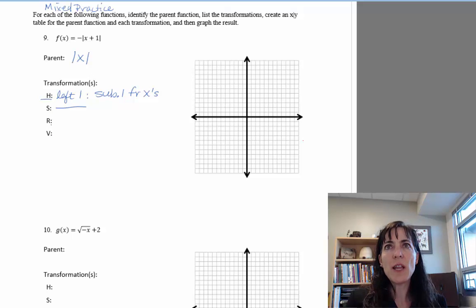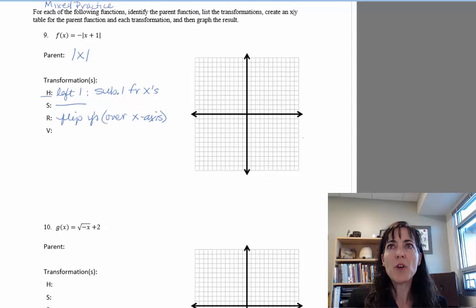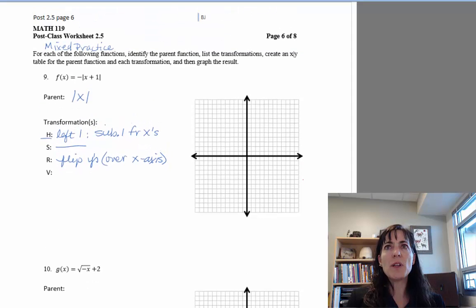A reflection, that would be a flip, and it'll be a negative sign either on the x or on the parent function itself. And so here I don't see a negative on the x, but I do see one on the parent function. So it's outside the function, not inside with the x. So I'm flipping the y's over the x-axis. So I'm going to put that part in parentheses because it's not as important as me knowing I have to flip the y's.